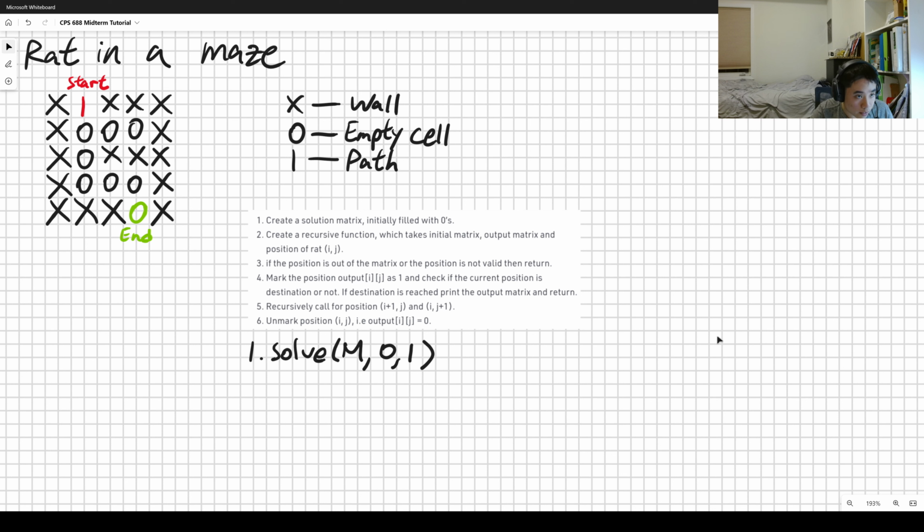So basically, I'm gonna define solve as like the matrix M. So maze is your matrix, and then row and column. And then I'm gonna start at the start point. So that means M01. So this whole thing is M.